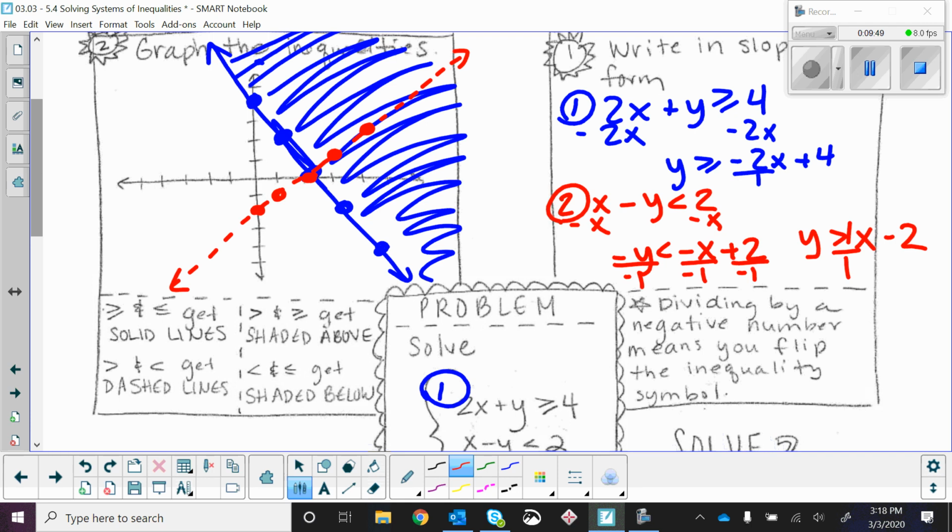And by the way, for inequalities, a dashed line means any point on that line is not truly a solution. It's a boundary line, but it's not a solution. If the line is solid, then any point on it would be a solution. It would satisfy the inequality.